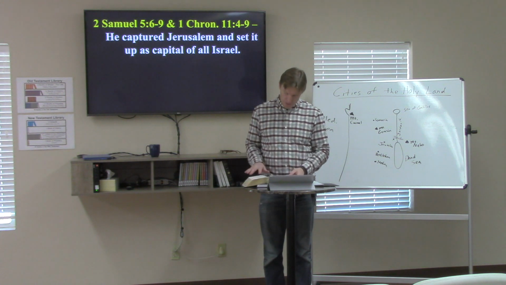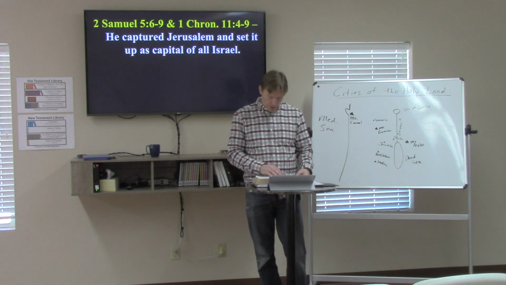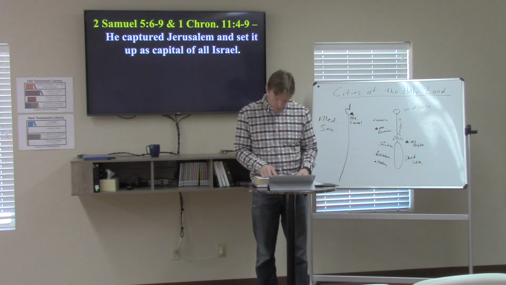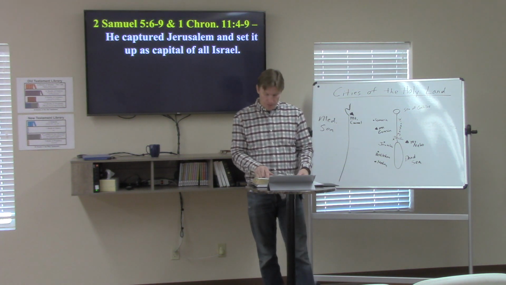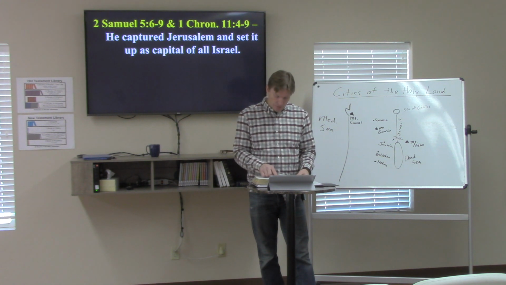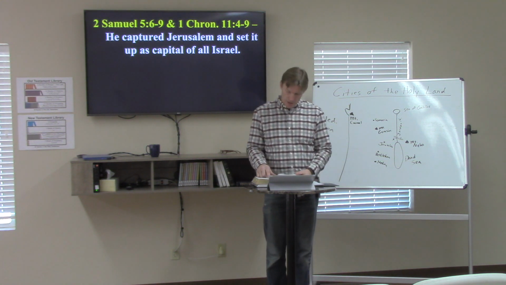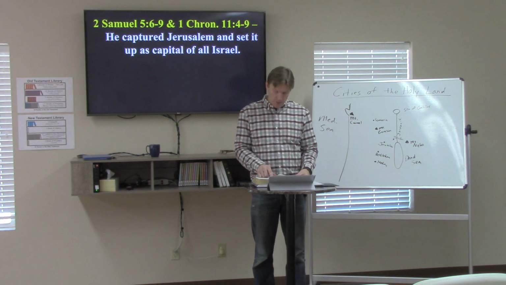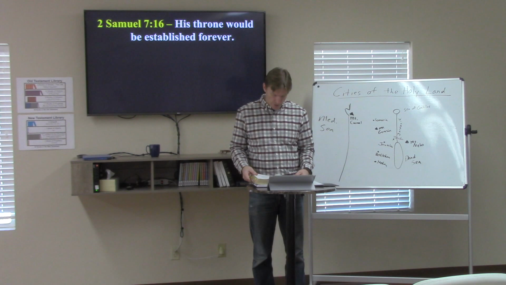I'm going to read that promise in chapter 17, verses 14 and 15. This is God speaking to David. He says, I will be a father to him, and he will be a son to me. When he commits iniquity, I will correct him with the rod of men and the strokes of the sons of men. But my loving kindness shall not depart from him, as I took it away from Saul, whom I removed from before you. Your house, speaking of David, and your kingdom shall endure before me forever. Your throne shall be established forever. So that is the promise that God gives to David.